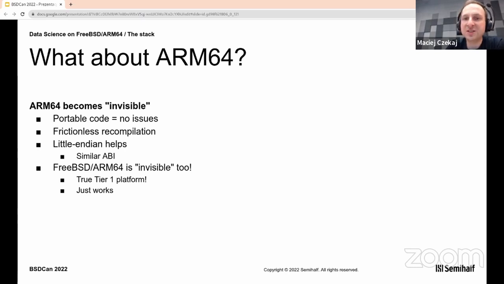Now, there could be challenges in multi-threaded applications. We've seen that in our experience at SemiHalf, but my application wasn't really multi-threaded, so that part was excluded, luckily for me.